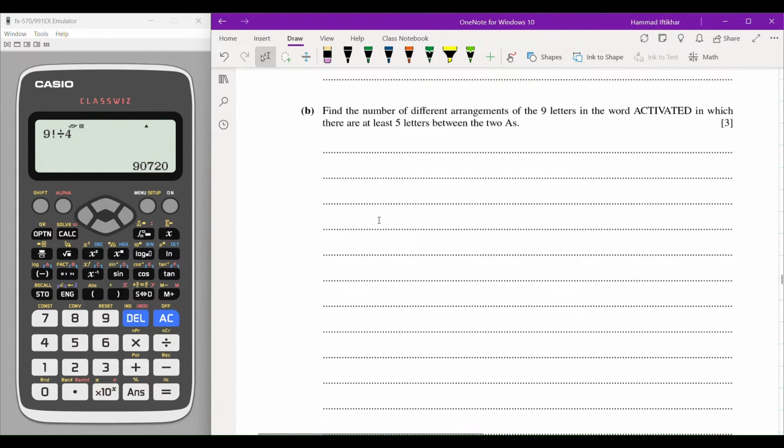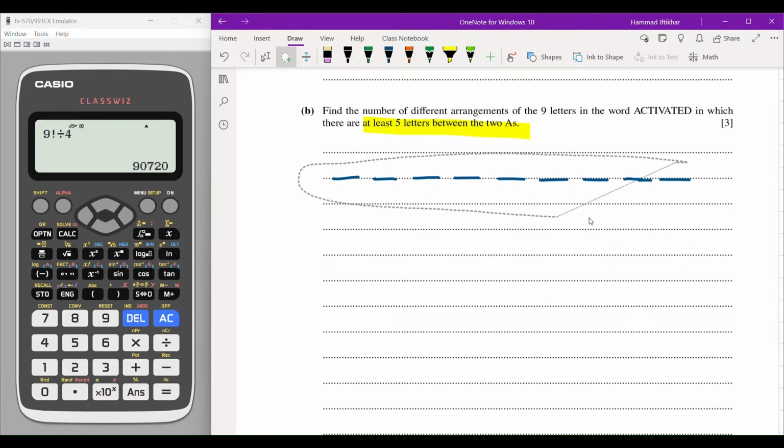B part. Find the number of different arrangements of 9 letters in the word activated in which there are at least 5 letters between the two A's. So at least 5 letters between the two A's. If I have 1, 2, 3, 4, 5, 6, 7, 8, 9, let's compare the scenarios.